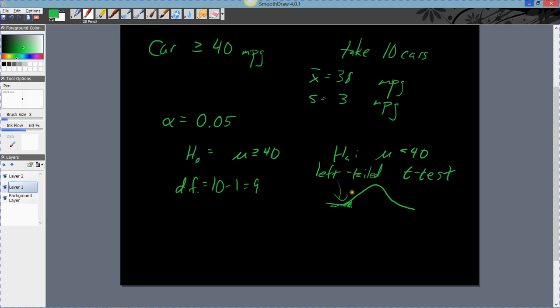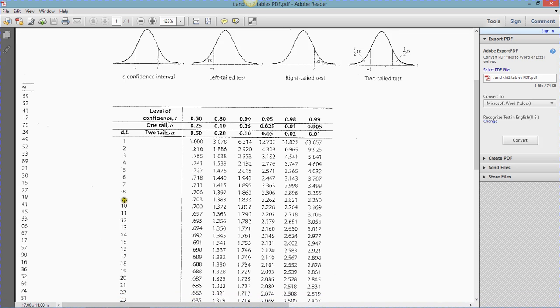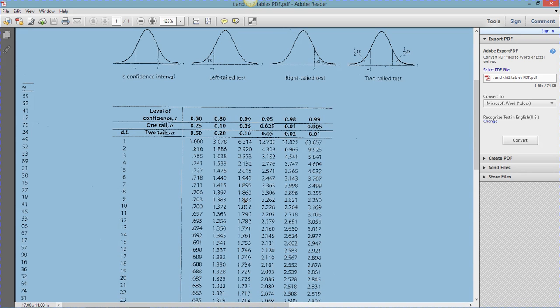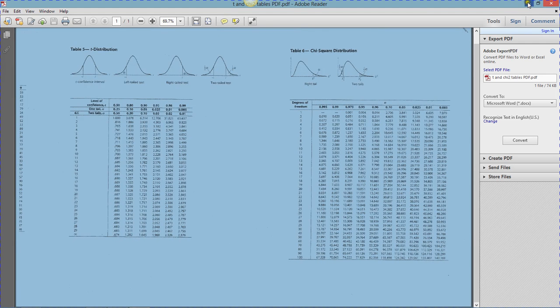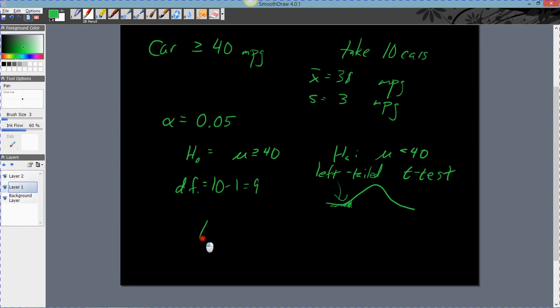So right now we can already look up the table. This is all the information we need. We don't need the 38. We don't need the 3. All we need to look in the table is the degrees of freedom. Alpha is 0.05, and we're doing left-tailed. So let me pull up the table again. Degrees of freedom is 9. We're doing left-tailed, so it's going to be minus whatever it says. So 1 tail, 0.05, 9 degrees of freedom is right there, 1.833. So our critical value of t is negative 1.833.